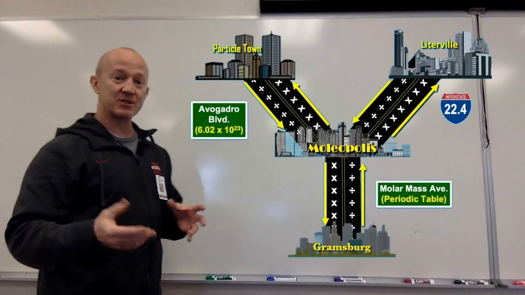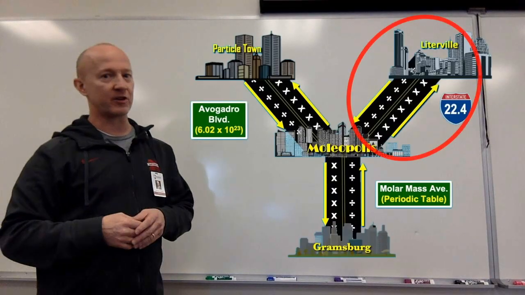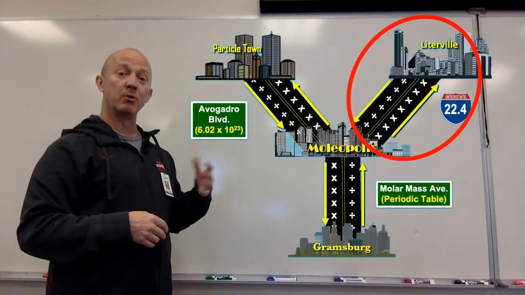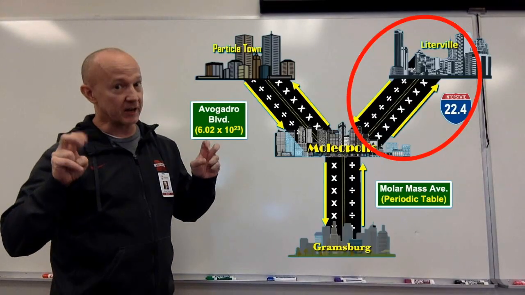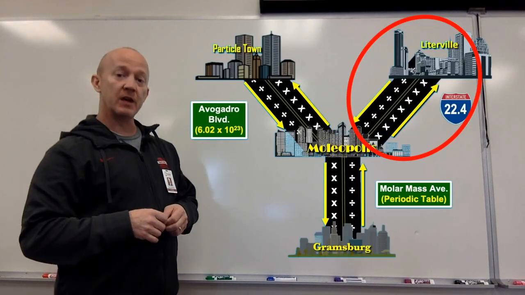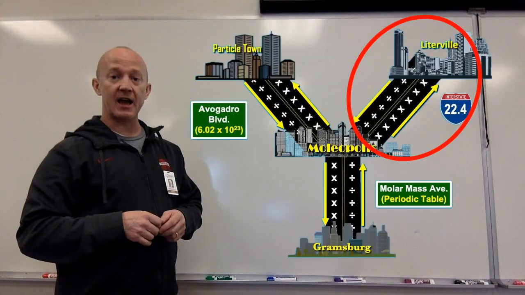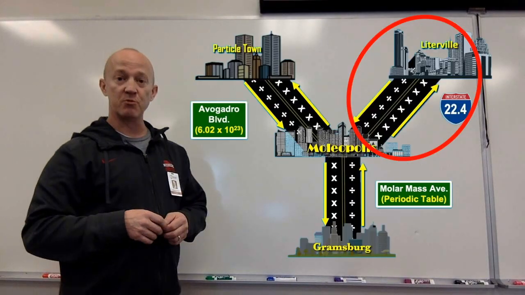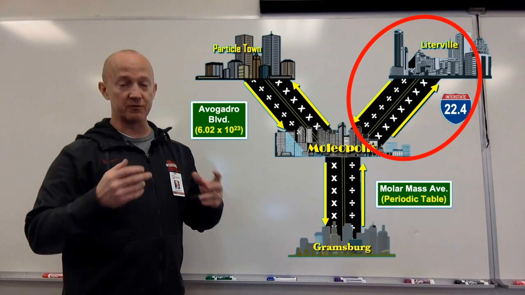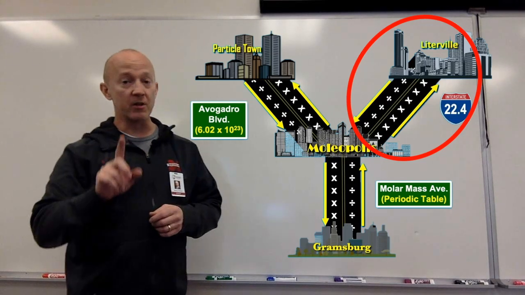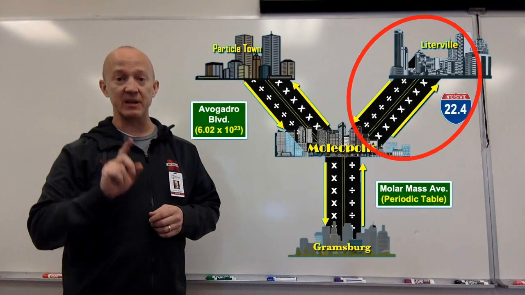Incidentally, this allows us to finally travel that third leg of our Molopolis map, the journey from Molopolis to Leaderville. As you can see, we take Interstate 22.4 to get there. If you're converting from moles to liters of a gas, then you multiply by 22.4. If you're coming back from Leaderville to Molopolis, you divide by 22.4. Remember though, we have to be talking about standard temperature and pressure.